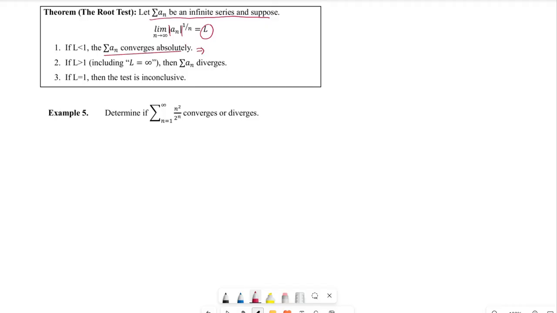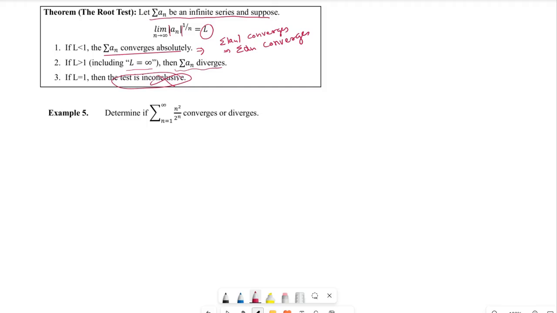Remember, absolutely means that the absolute value of the series converges, and that also implies the series itself converges because absolute convergence is a strong condition. Okay, if L is more than 1, including L equal to infinity, the series diverges. If L is equal to 1, then the test is inconclusive. That means you have to use some other strategy.